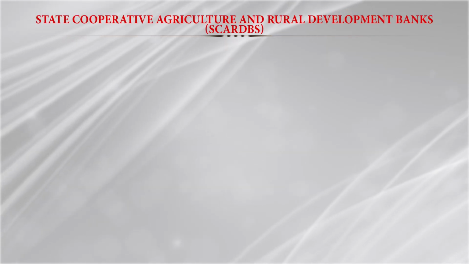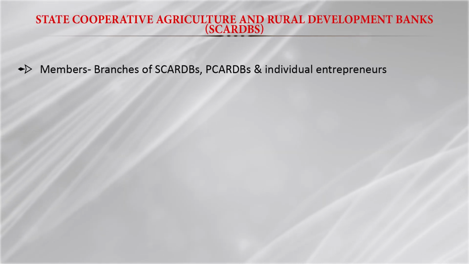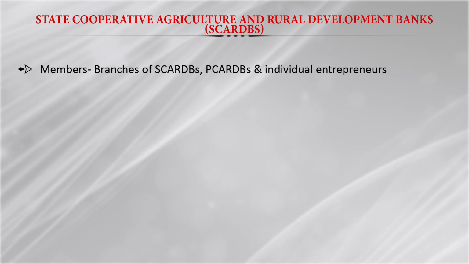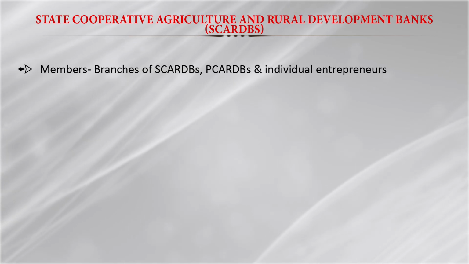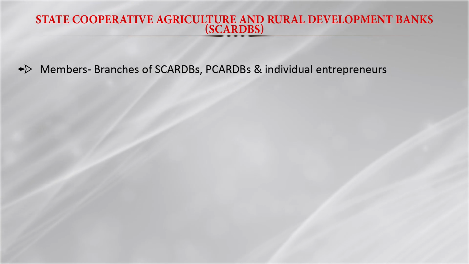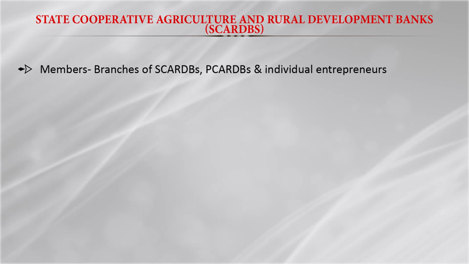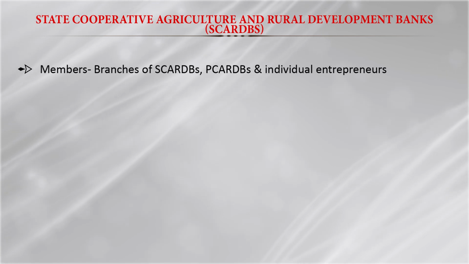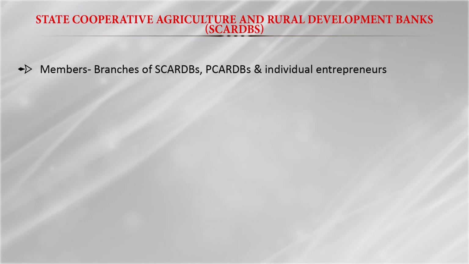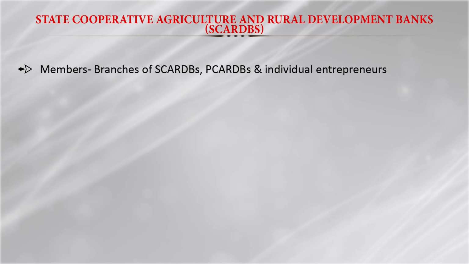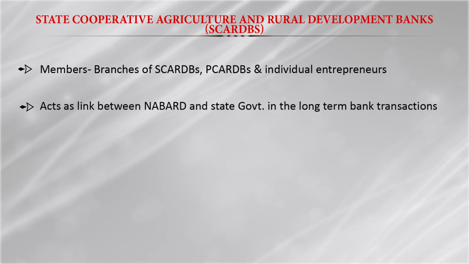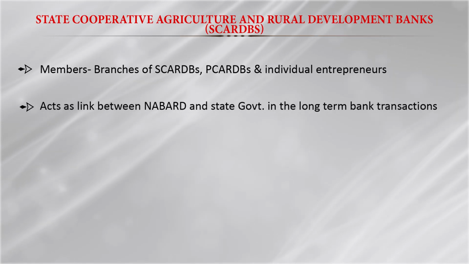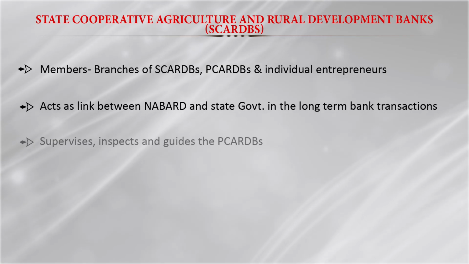In case of the State Cooperative Agricultural and Rural Development Bank, basically the branches of the state cooperative agricultural rural development bank are members of the society, and the primary cooperative agricultural rural development banks and individual entrepreneurs are members of this state level bank. Basically they act as a link between NABARD and the state government in long-term bank transactions.